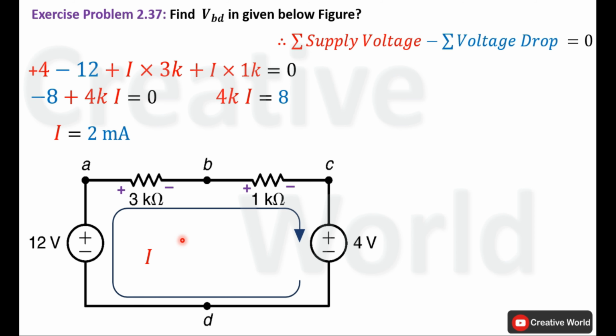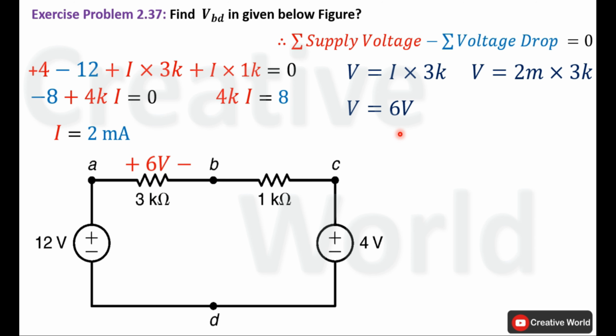Now, in order to calculate the voltage across this 3 kilo ohm resistance, we will use Ohm's law. We are assuming the voltage across this 3 kilo ohm resistance is V and the value of V is the product of current through this resistance and the value of resistance. The value of current is calculated in the previous step, that is 2 milliampere, and this current is entering from the positive terminal of this 3 kilo ohm resistance, so current will be taken with positive sign, 2 milliampere multiplied by 3 kilo ohm. So the value of voltage across this 3 kilo ohm resistance will be 6 volt. Update the circuit diagram according to this calculated voltage appearing across this 3 kilo ohm resistance.